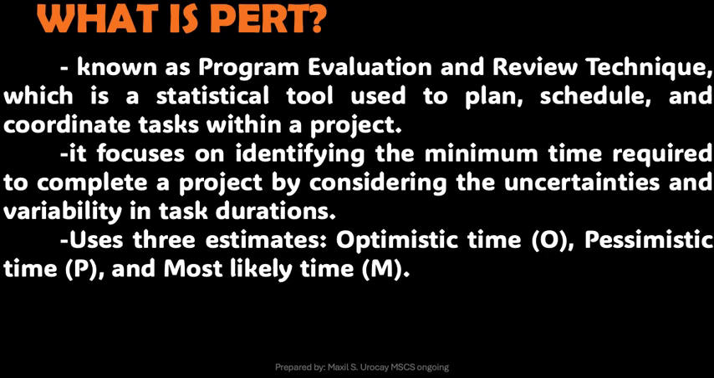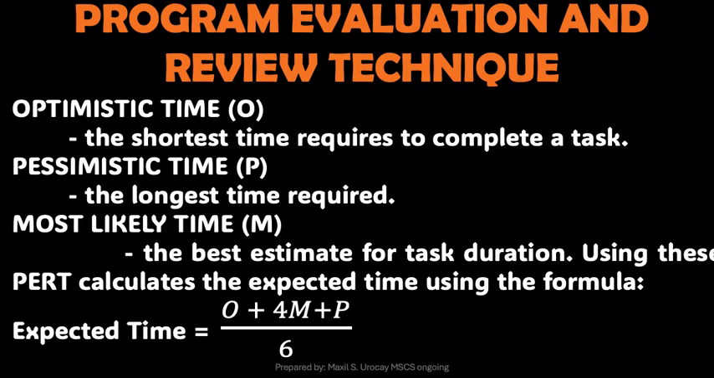There will be a structure of specific steps that you will follow as you go through the process, and we will deal with that later on. For the optimistic time, this is also known as the shortest time required to complete a task. The pessimistic time is the longest time required. And the most likely time is the best estimate for each task duration.